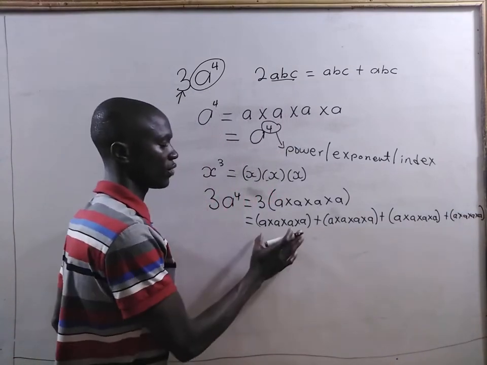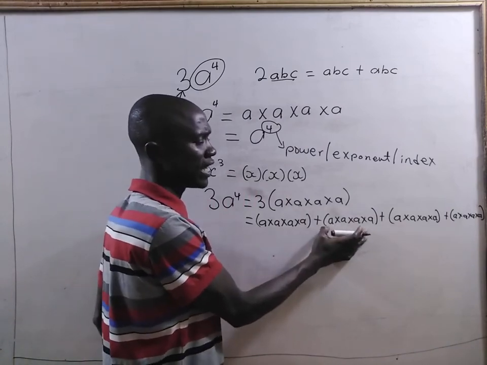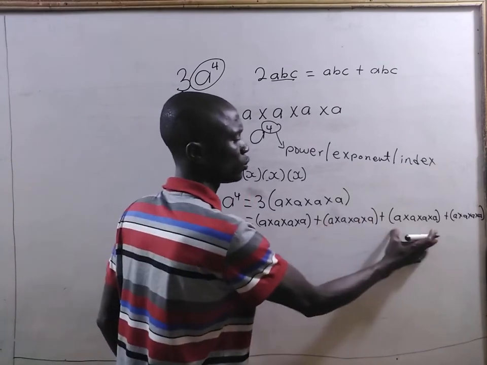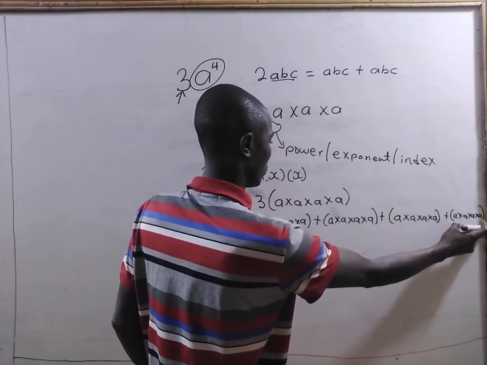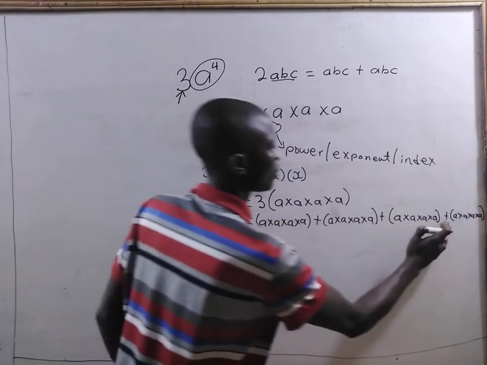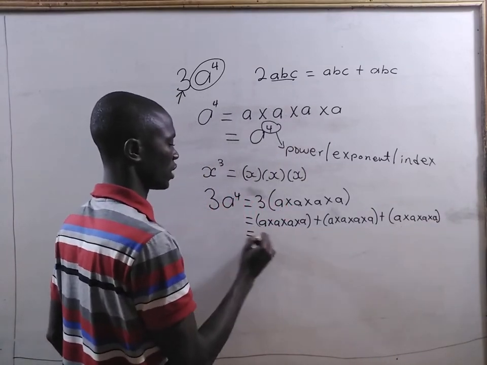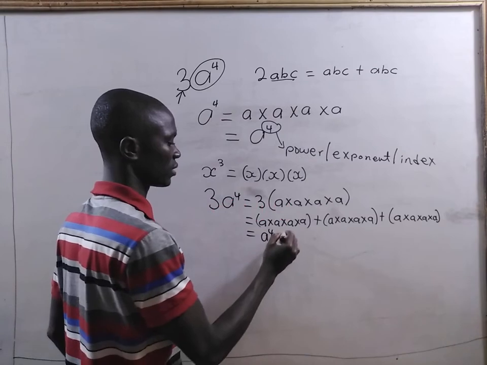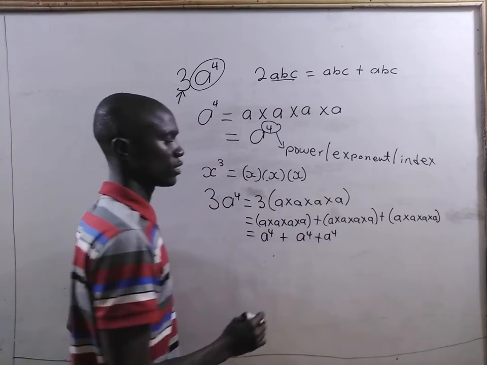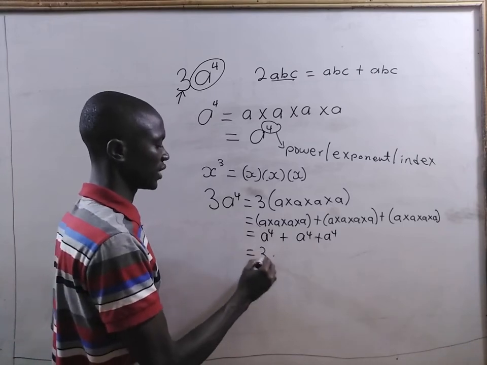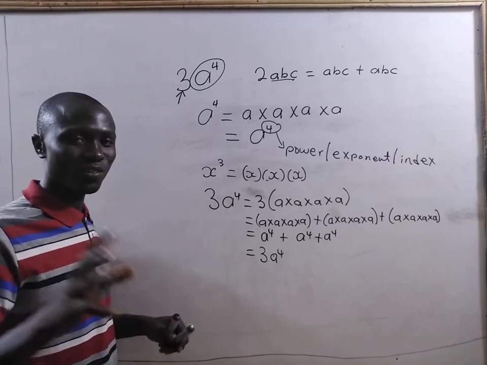Have you seen? So I have a multiplying itself 4 times, added to the same a multiplying itself 4 times, added to the same a multiplying itself 4 times. So we are going to have 1, 2, 3 of them. And that will give us 3 of the a multiplying itself 4 times. Very, very simple as that.